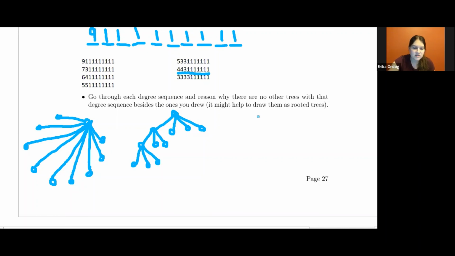Let's see what the others can be. Okay, so we've done degree 4 on this level, degree 4 on this level, and then degree 3 on this level. What else can we do? Well, we can start with degree 4 again. Okay, and then we could do degree 3 next, and then attach to that degree 4.